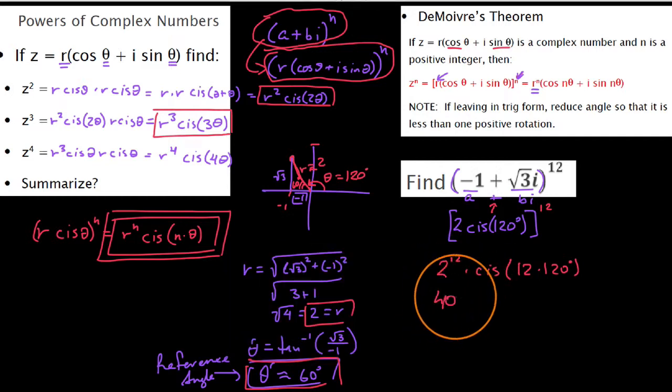So we say 4096, and then we have cosine plus i sine, well, 12 times 120 is 1440, so we get cosine plus i sine of 1440. And so this is totally accurate. As a matter of fact, this is this number to the 12th power.